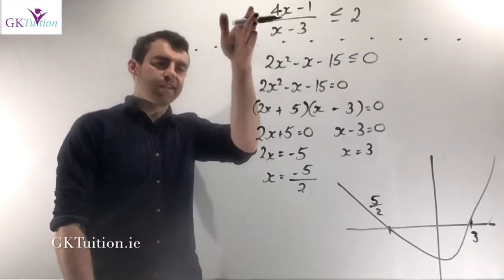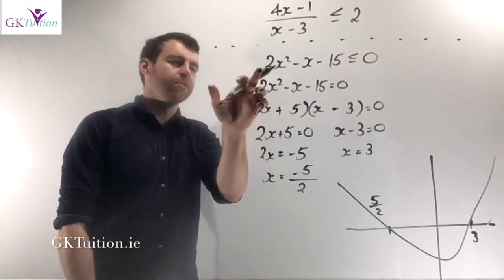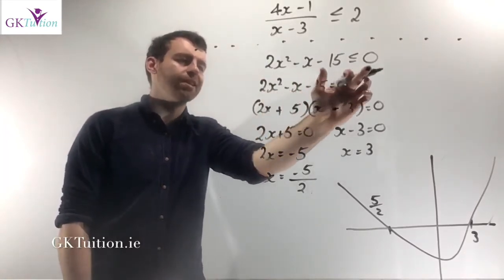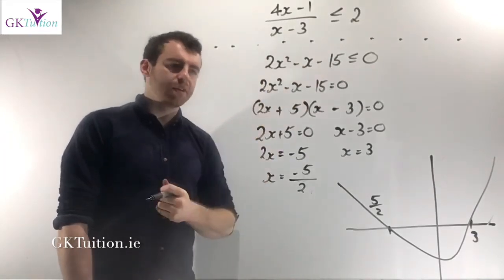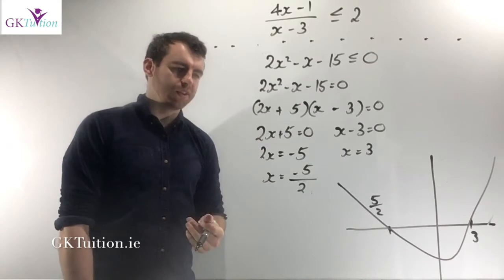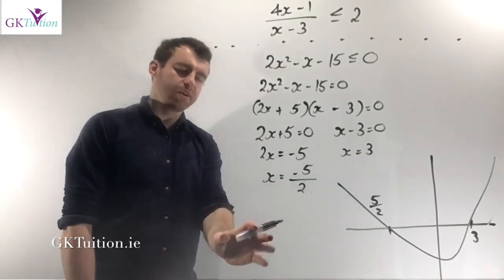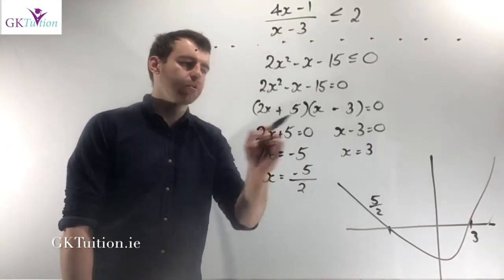So we started off with this question and we've simplified it down to 2x squared minus x minus 15 is less than or equal to 0. In order to work out where this quadratic is less than or equal to 0, we first let it equal to 0, we factorize and solve it, and we get x is minus 5 over 2 or x equals 3.